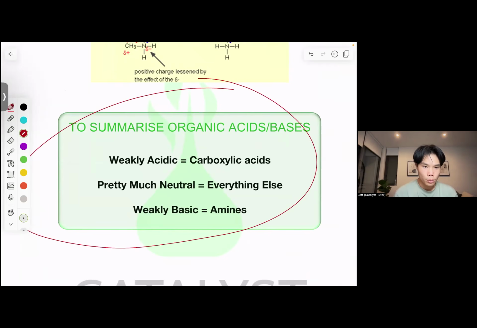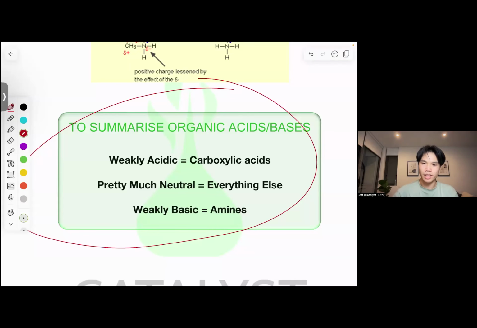Zion asks, how important would it be to know the inductive effect for organic acids and bases? So I've never seen it assessed explicitly. That being said, I haven't seen every single school's paper in existence. I'd say it's a low yield thing. If you're going for like high band 6 and you really want the understanding, sure, learn it. But like, yield wise, it's not high yield.